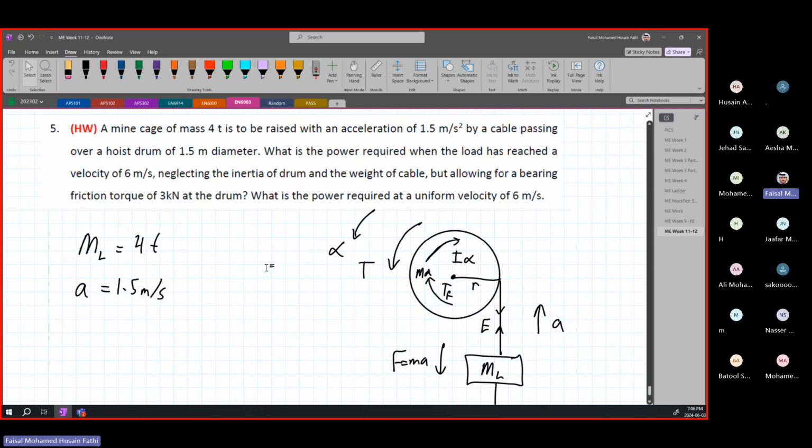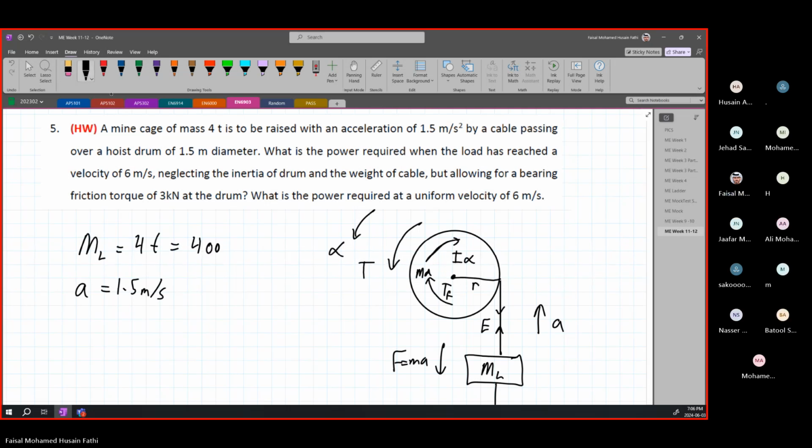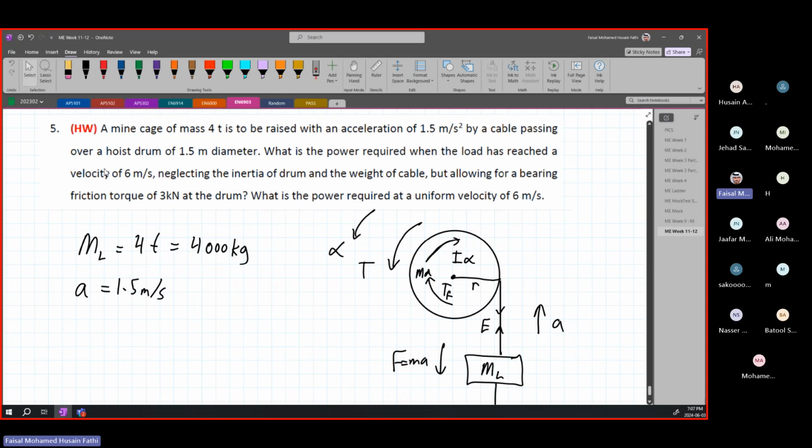All right. Mass of the load is 4 tons, which is 4 times 10 to the power. Actually, let me just write it as 4,000 kilograms. All right. We convert it to kilograms. Over a hoist of drum, diameter is 1.5 meters. Meaning our radius is 0.75 meters.